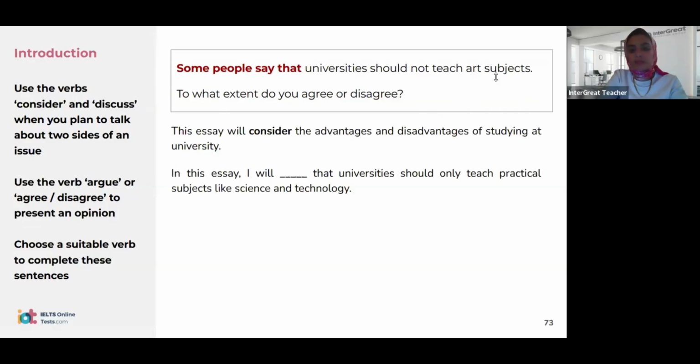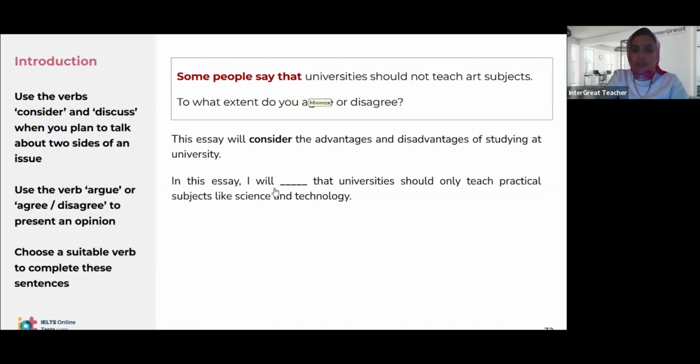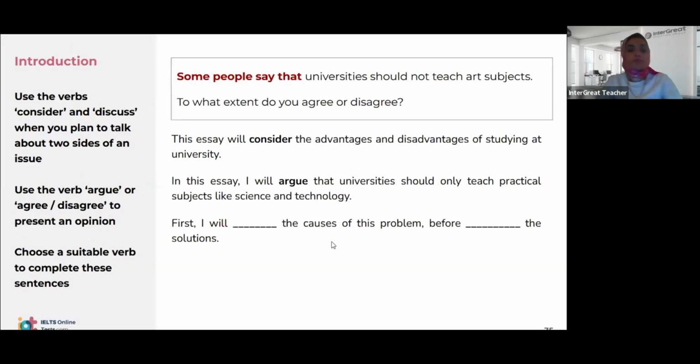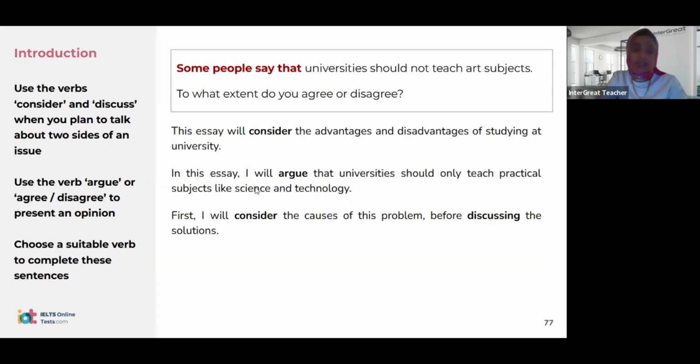But in the following one, in this essay, I will, the universities should only teach practical subjects. So it's more like an opinion, right? I will cover, what do I say, cover? Suggest, maybe, yeah, argue, okay, argue or suggest. Right, good. Next, I will the causes of this problem before the solutions. Talk about causes and solutions. What do you think? Explain. Okay, consider maybe, and discuss, because there are two sides of an issue, problem and solution.